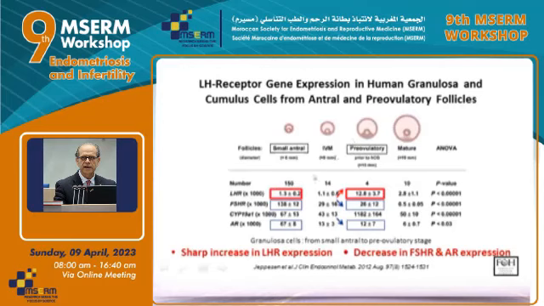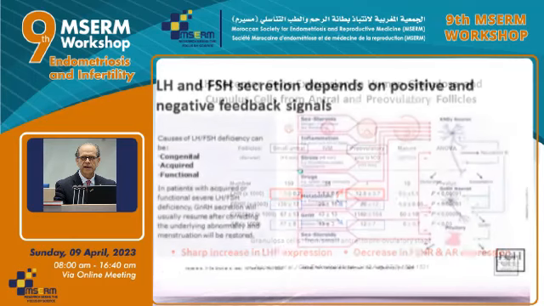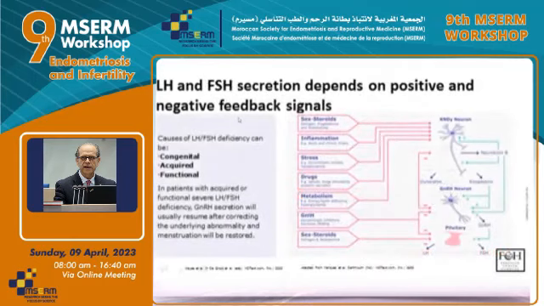As we see here, this is a study from the Copenhagen group. During development of the follicle, more and more LH receptors will appear on the granulosa cells, and there is a decrease of the FSH receptors on the granulosa cells. So at the pro-ovulatory follicle, it becomes more LH dependent and less FSH dependent, and it is different at the beginning of the follicular development.